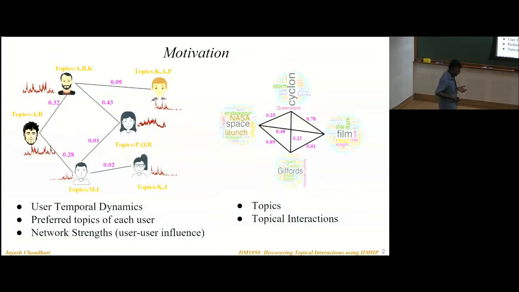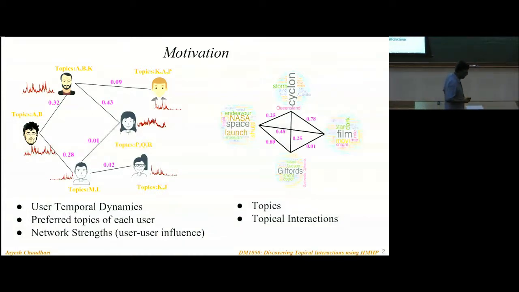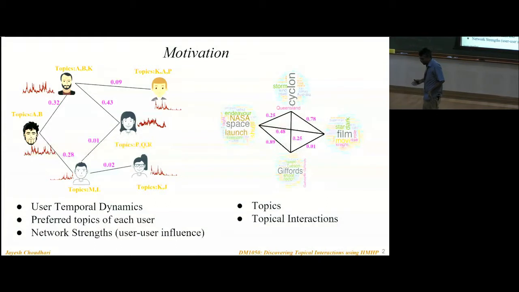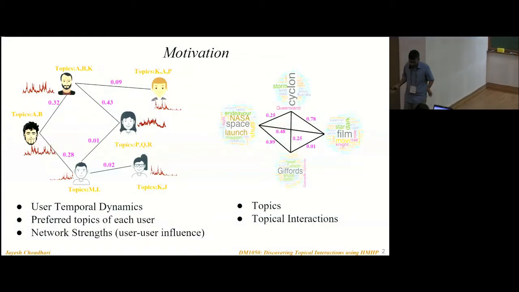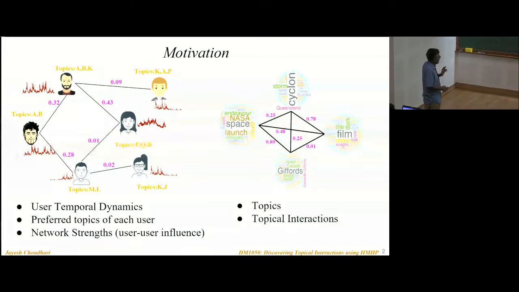There are also the inherent temporal dynamics of every user, right? Maybe at this point you are just interested in this kind of topics, and you keep on writing about those. You also have some natural preference topics. I don't want to write about IPL. I don't see IPL. So even if IPL is happening today, I won't put out a single tweet about it. So there's some user topic preference, right? And then there's this network strength that we said.